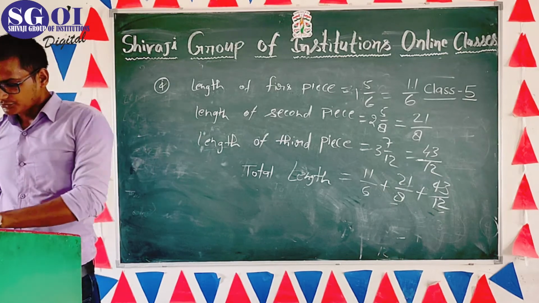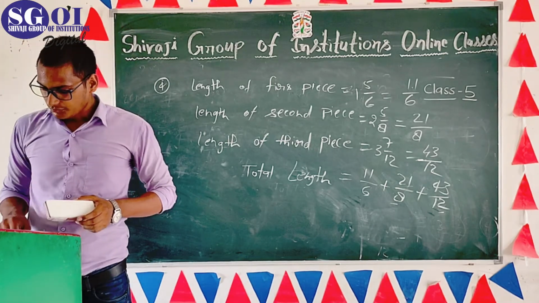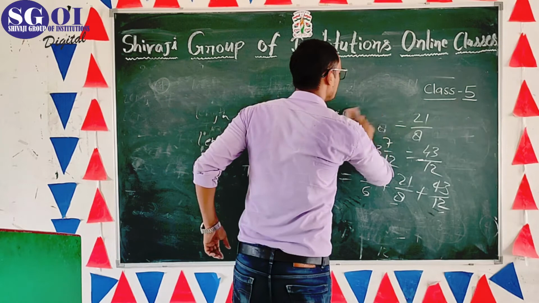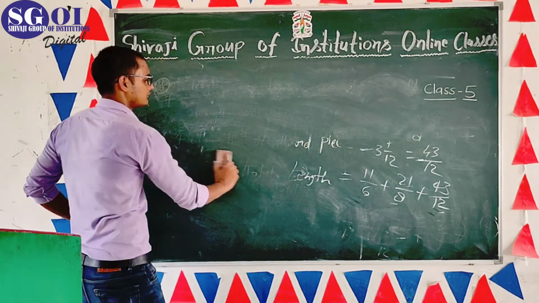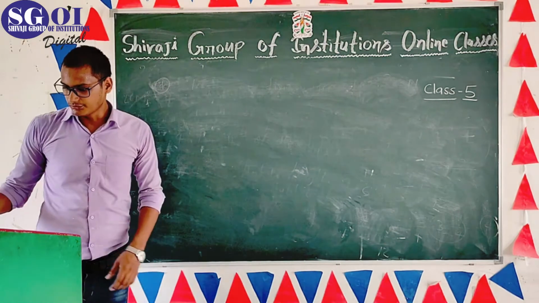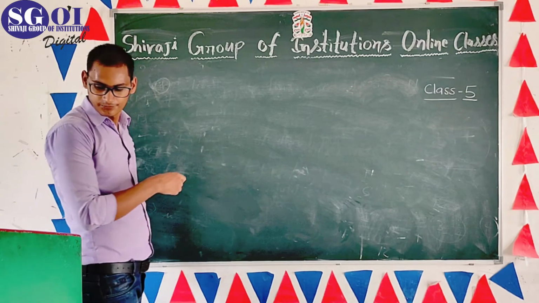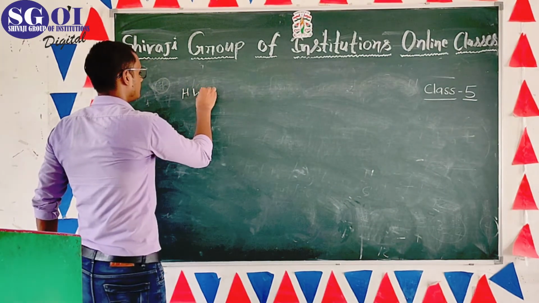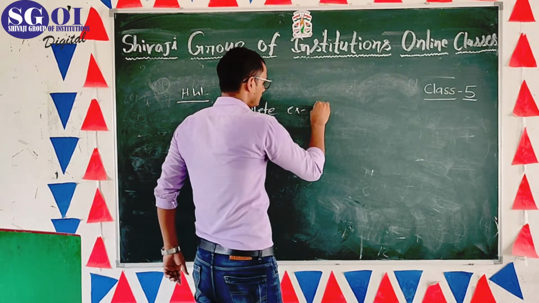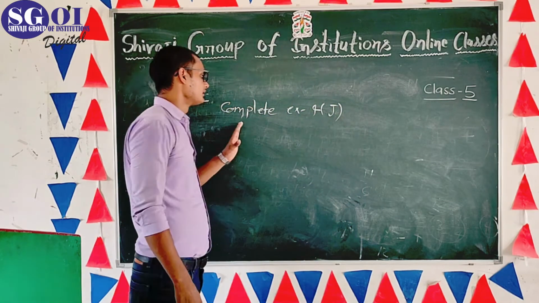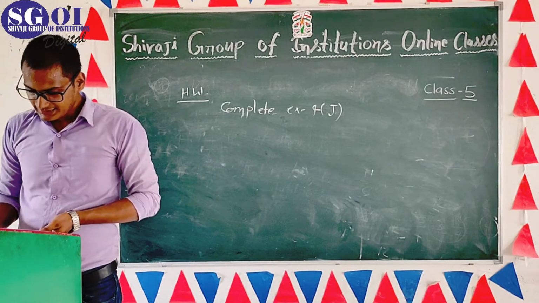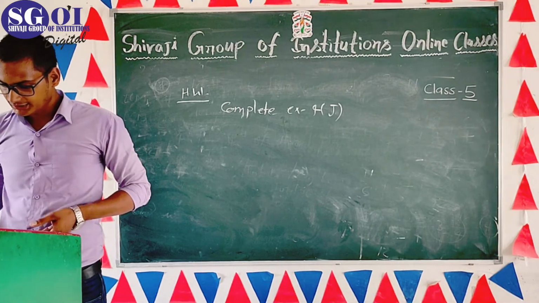Okay students, so enough for today. Now write down your homework. Students, today's homework is to complete exercise 4Z. In our next class, we will start the next exercise 4K. Okay, students. Thank you.